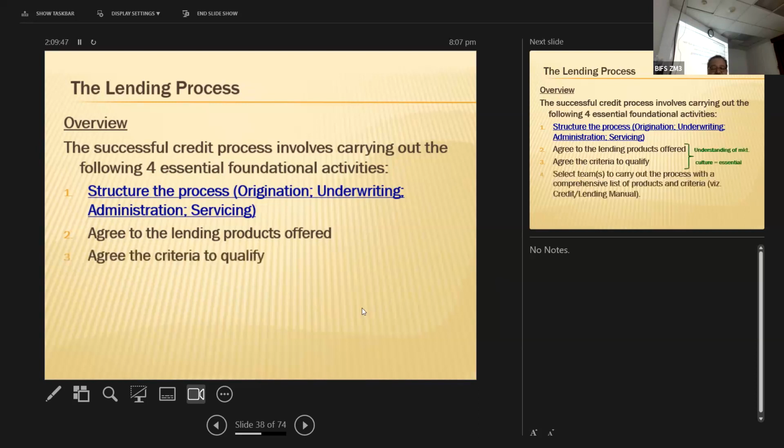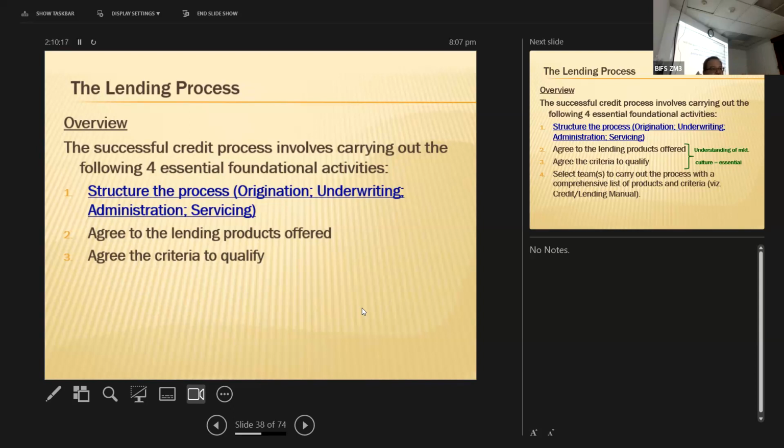You agree to the criteria to qualify. Okay, so for consumer loans, we need 1, 2, 3, 4, 5. For mortgages, we need so. Business loans, we need so. Overdrafts, we need X, Y, Z. Right? Then the age requirements, length of time requirements, interest rates, setting interest rates, etc. So you'll put all the criteria.